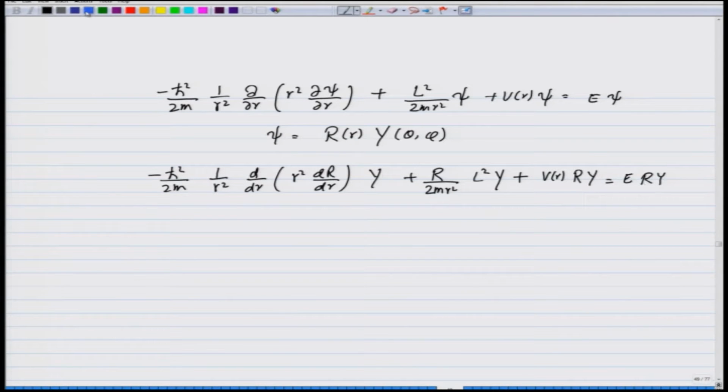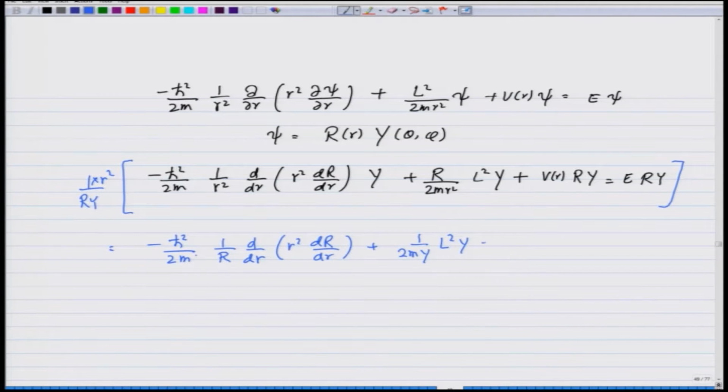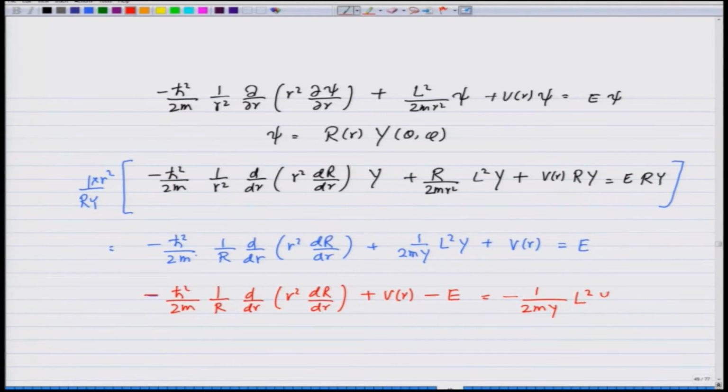equals E R Y, and then you divide this whole thing by R Y and multiply by r square to get minus h cross square over 2m 1 over R d over dr r square dR over dr plus 1 over 2m Y L square Y plus V(r) equals E. And then I change sides of certain terms and write this as minus h cross square over 2m 1 over R d by dr of r square dR over dr plus V(r) minus E is equal to minus 1 over 2m Y L square Y.